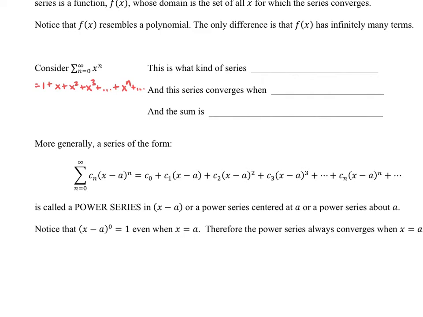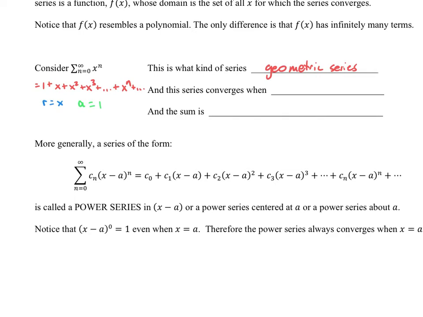Now if you think about it, this is a geometric series, and this particular geometric series has an r value of x. So in other words, every single term is being multiplied by x. That's your common ratio. And then it has a starting term of 1. So a is going to be 1.